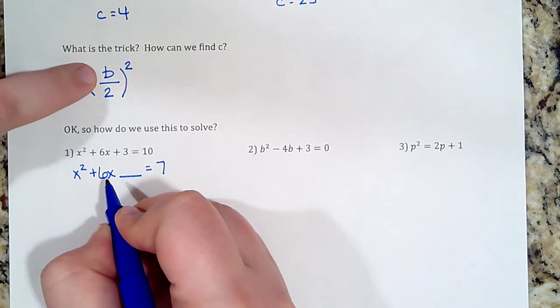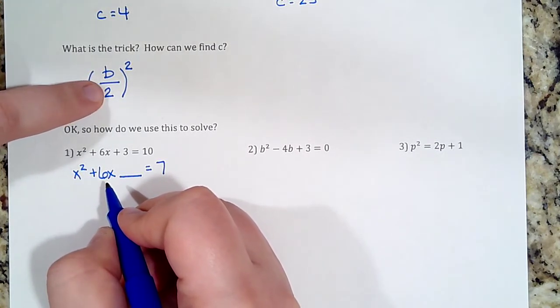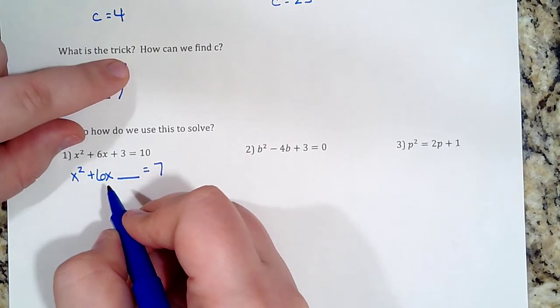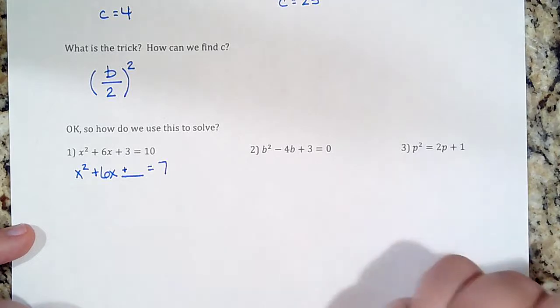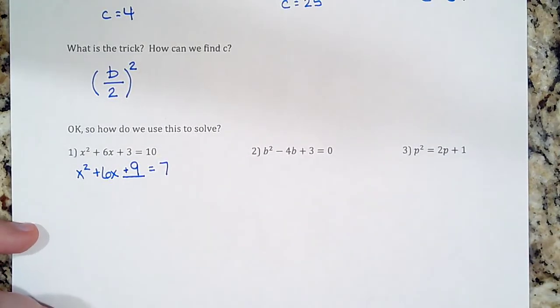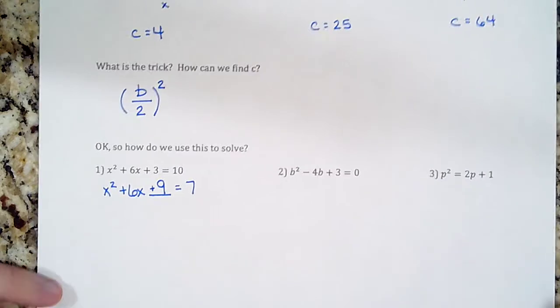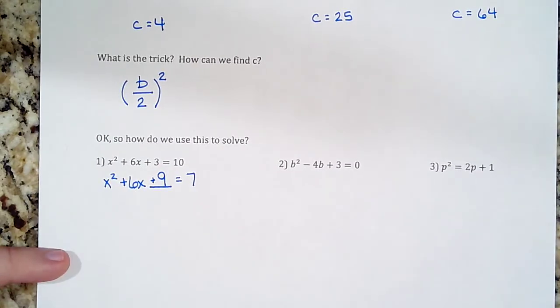6, I put in for b, divided by 2 is 3. 3 becomes 9 when I square it. So I'm going to put a positive, because all of my c's are going to be positive, 9. Now you're really confused right now. I know that. I totally get it, but bear with me. You'll see why this is so cool in a minute.